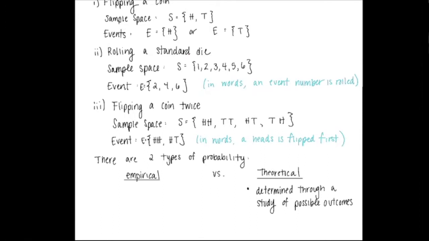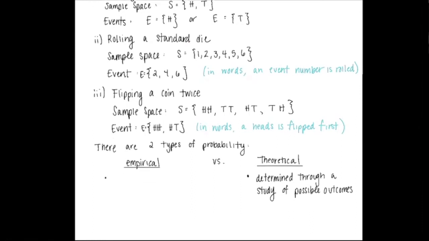While empirical is really going to be based off of trial and error. So maybe you flip a coin that's got weight to it. You don't know that there's an equal chance of heads and tails. So the empirical probability is the relative frequency of an event.